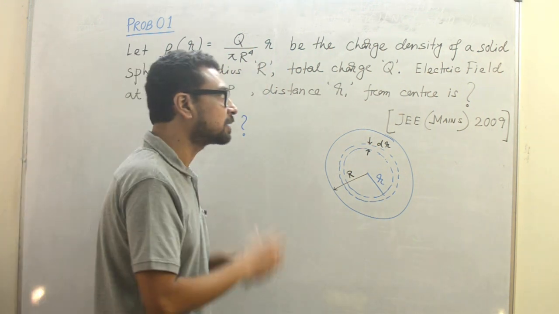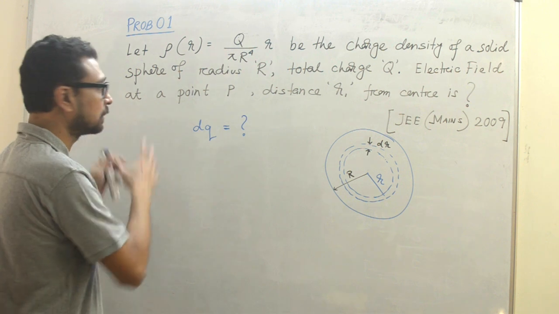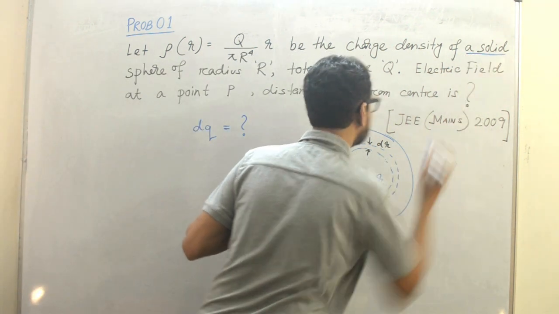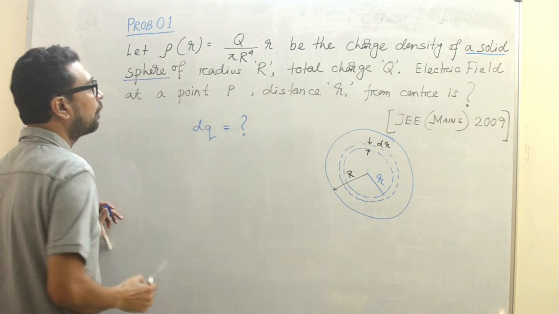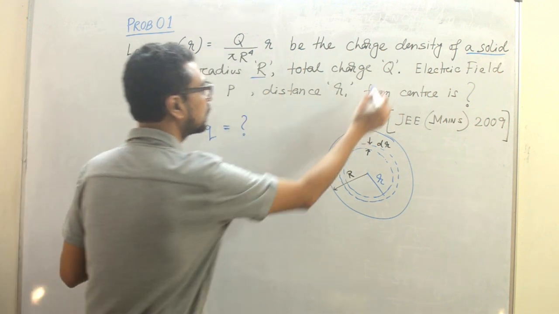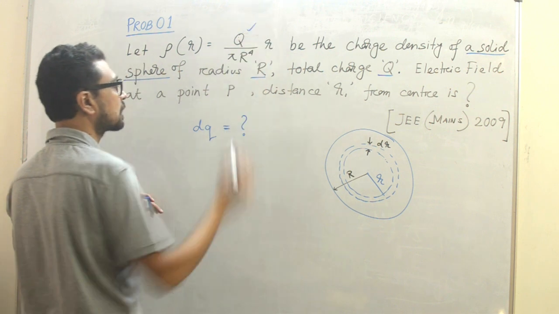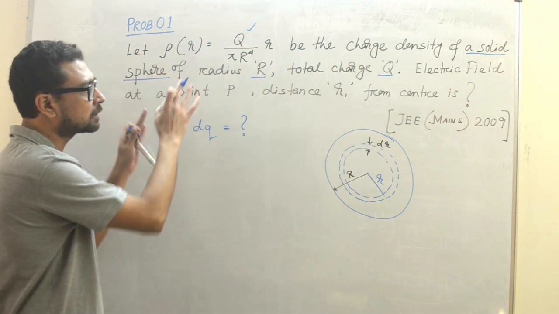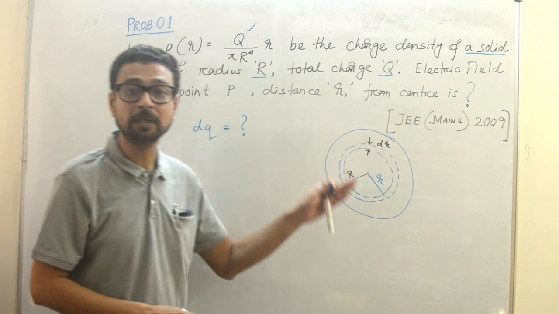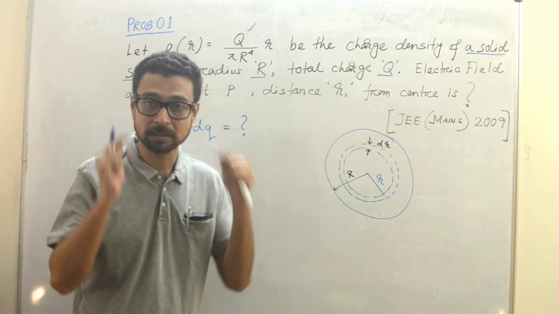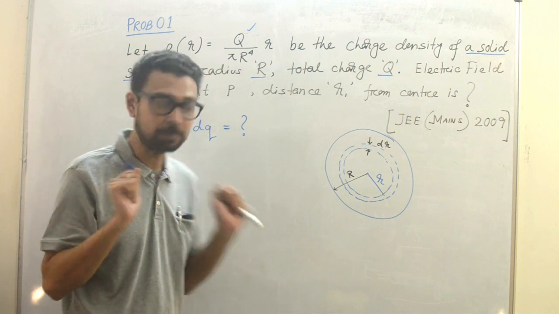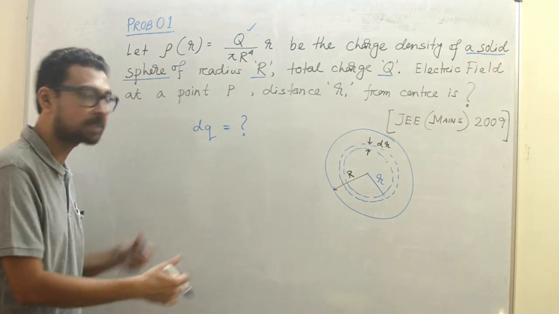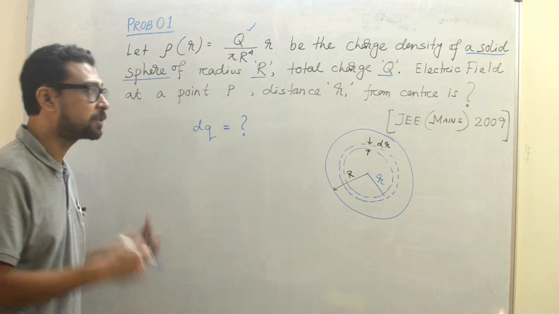Be the charge density of a solid sphere. We are talking about a solid sphere of radius capital R. Total charge is capital Q. So we can see this expression, we can understand why they have given it like this. This is a charge density, and obviously this is a sphere, so this is a volume charge density, because rho means volume charge density, lambda means linear, sigma means surface, and rho means volume charge density.